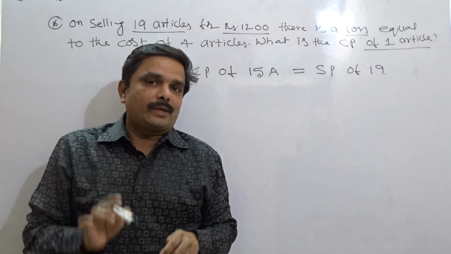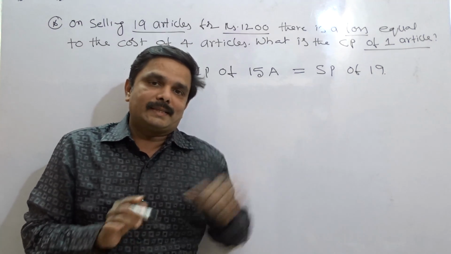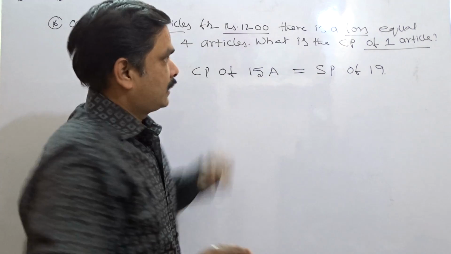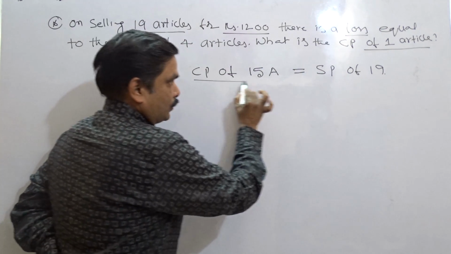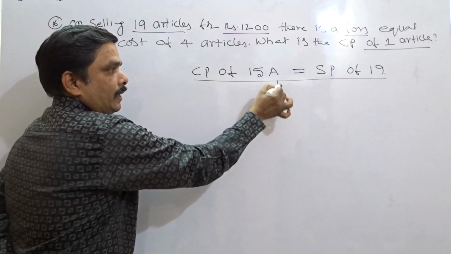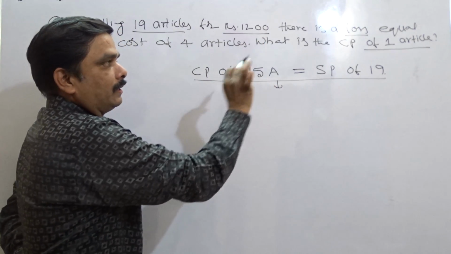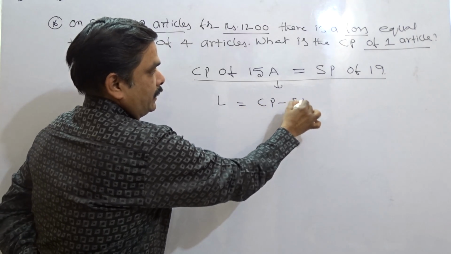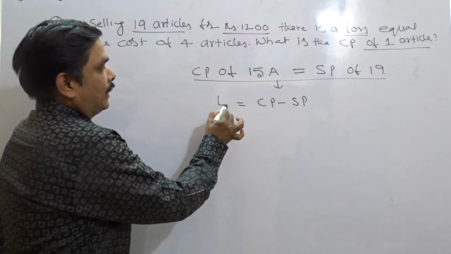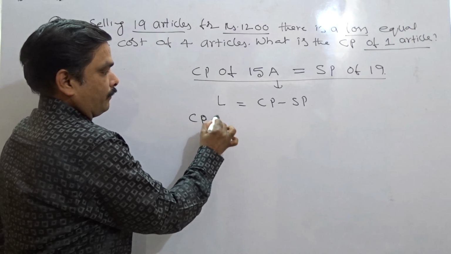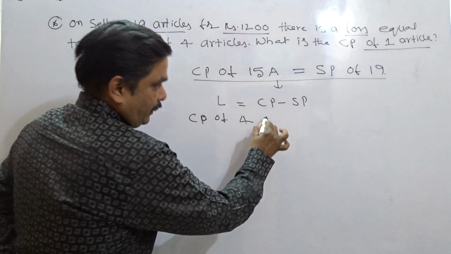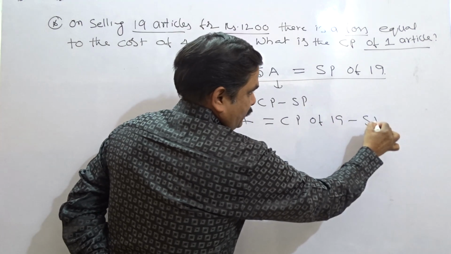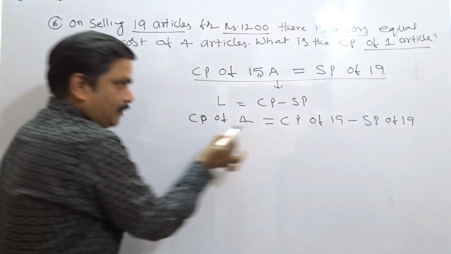Actually this is the way to think for competitive exams. If you still have any doubt, how can we do this by using an equation? Suppose anybody has not understood how to derive this. Simple way: in this transaction, there is a loss. Loss is equal to cost price minus selling price. All of us know what the loss is here. Cost price of 4 articles is the loss here, which is equal to cost price of 19 minus SP of 19. This is the fundamental.